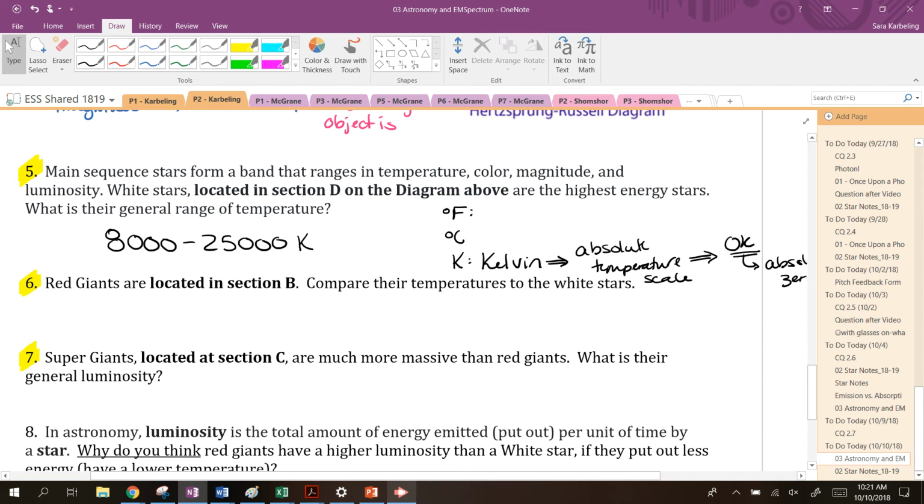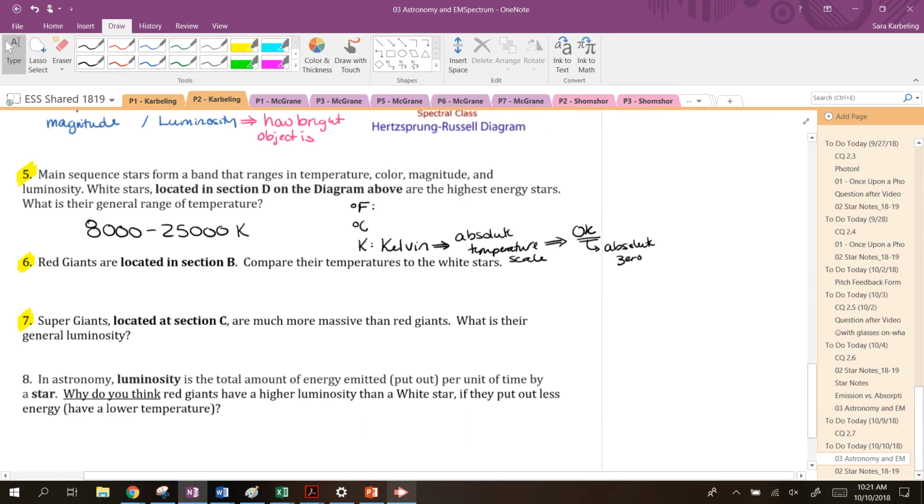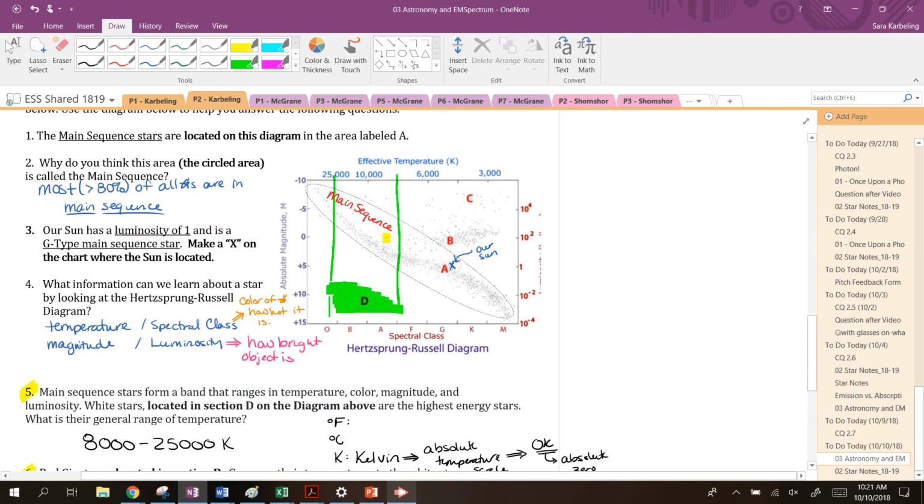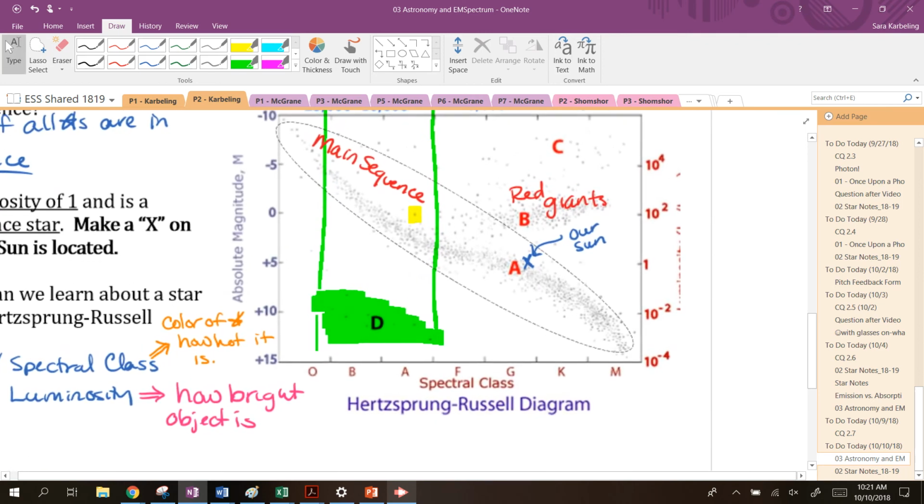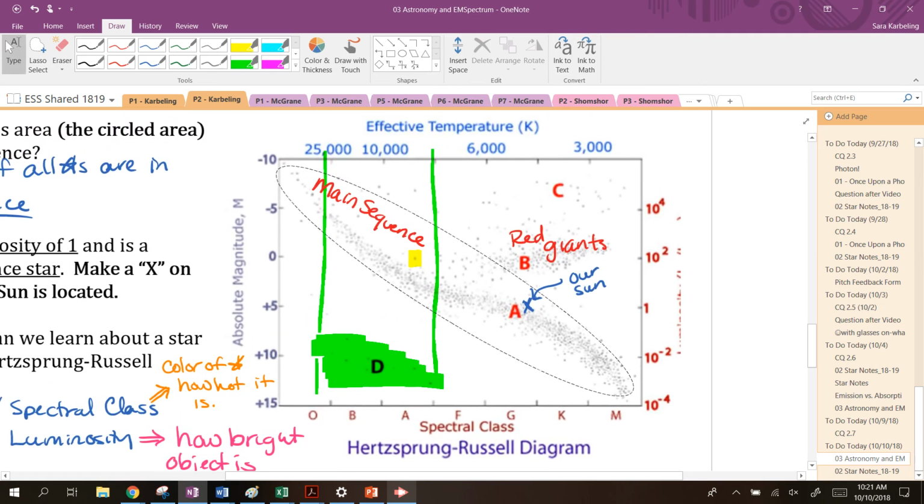Red giants are located in section B. So let's look at the picture. So here are the red giants. If you have not yet labeled that on your graph, let's do it. Did you label it on your graph? If you didn't, do it now. You got the main sequence. You got the red giants here. The white stars down here.